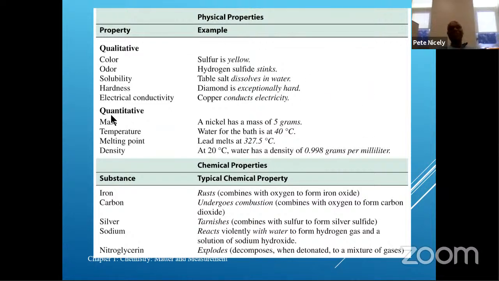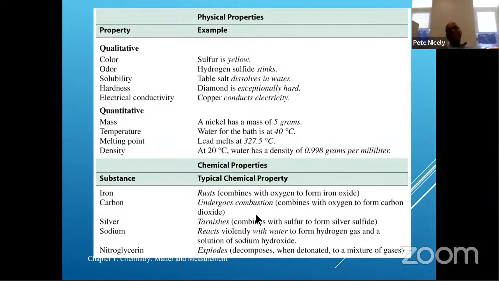So some examples are shown here, such as sulfur is yellow, hydrogen sulfide stinks, table salt dissolves in water. These are all examples of physical properties that are qualitative, whereas down here, the melting point of lead is, for example, 327.5 degrees Celsius. That is a physical property that can be measured, right? So we call that a quantitative physical property.